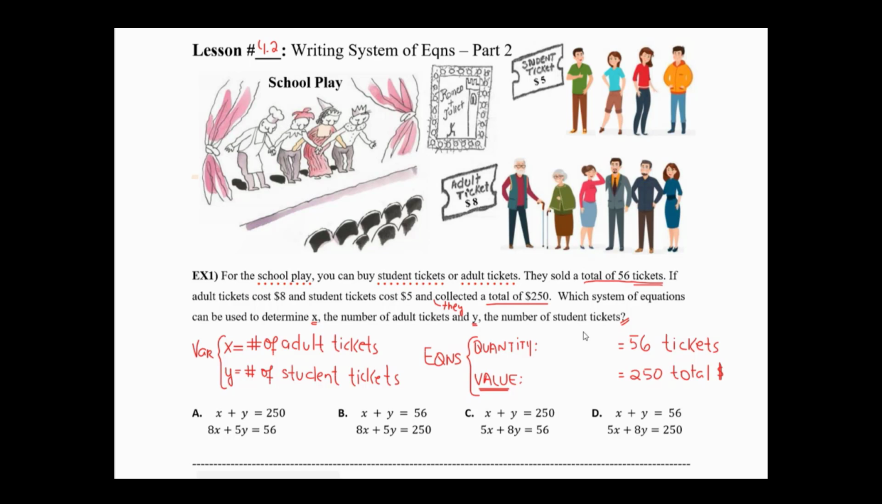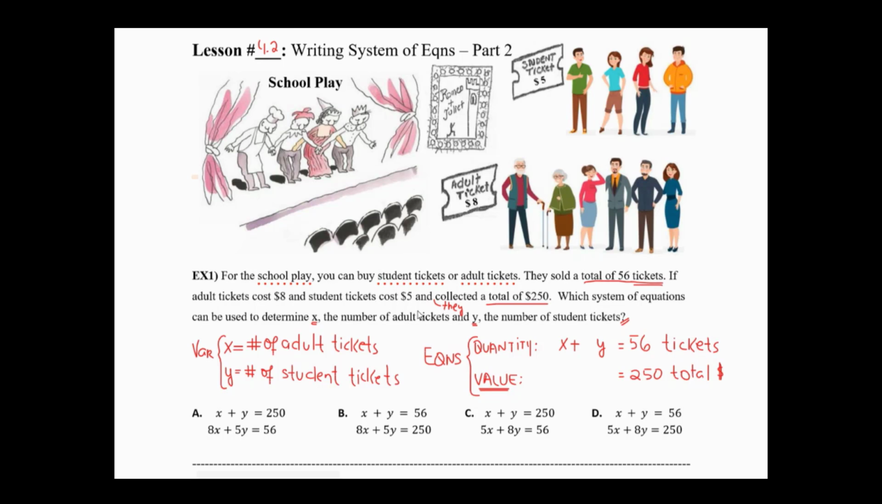Quantity. How many tickets were sold? Well, how many tickets were there? There were two types of tickets, the adult tickets and the student tickets. So let's write it down: adult tickets plus student tickets equals a total of 56 tickets.